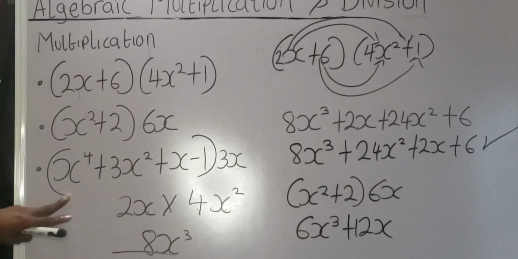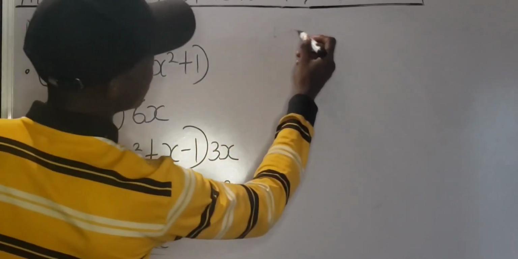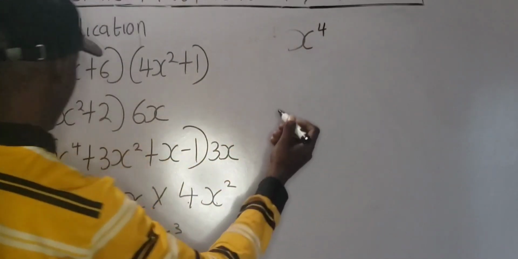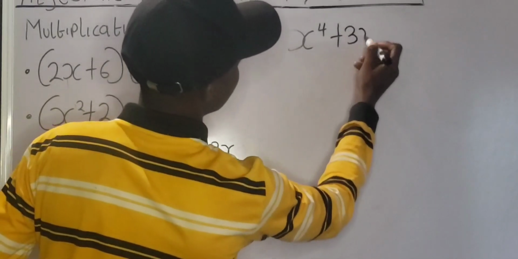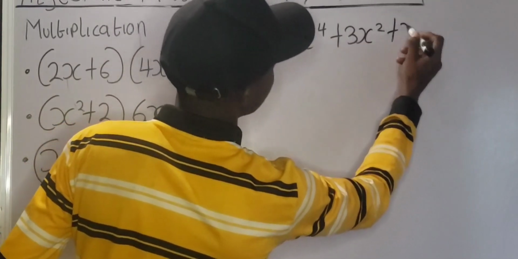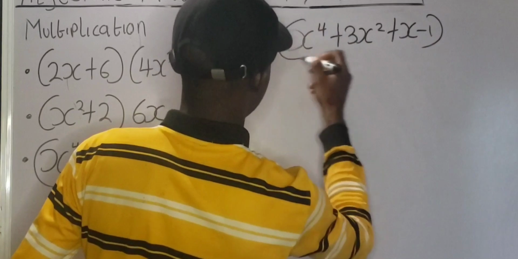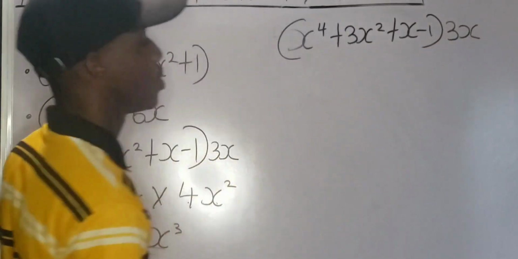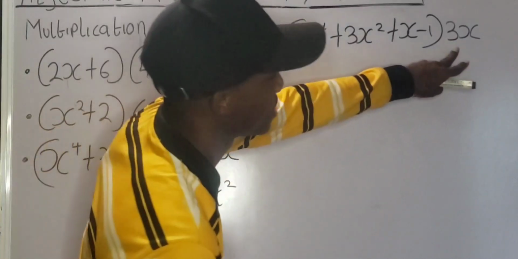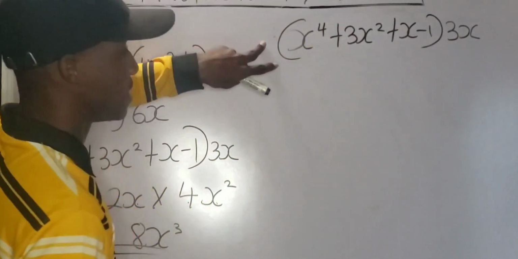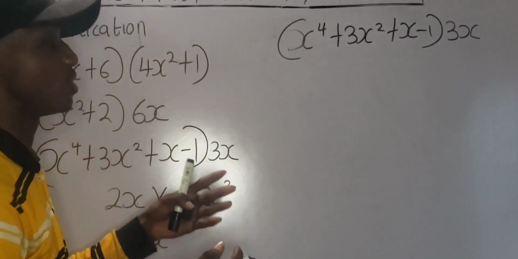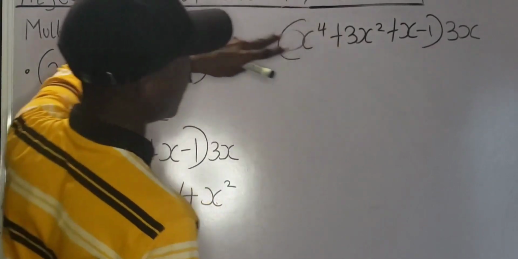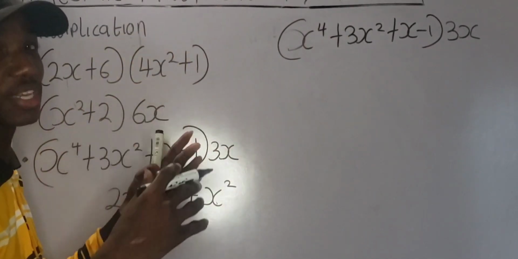Okay, let's proceed to the third one. x squared plus 3x squared plus x minus 1 multiplied by 3x. We have x raised to the power of 4 plus 3x squared plus x minus 1 multiplied by 3x. No matter the position of this 3x, if it is at the front of this bracket, you are still going to take the product, whether at the back or at the front. You understand? You are still going to take the product.